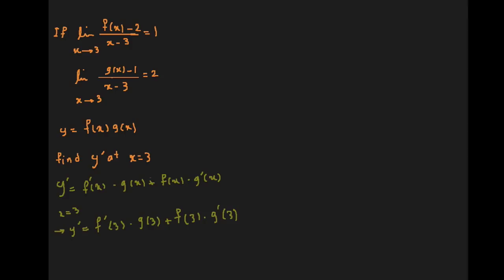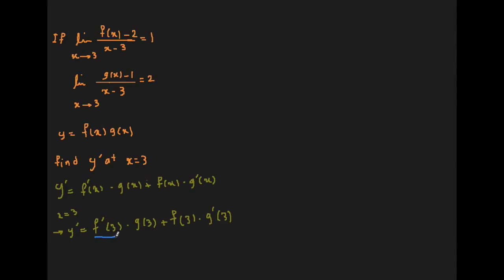Okay, you can see here that in order to find y prime, we need to know these four values, but we don't know what f and g of x are. So how can we find these values? Let's look at the information that we have in the question and see if we can find out anything from that information.